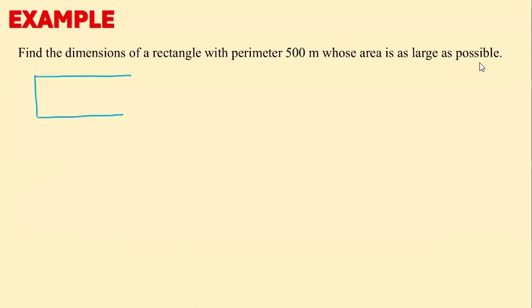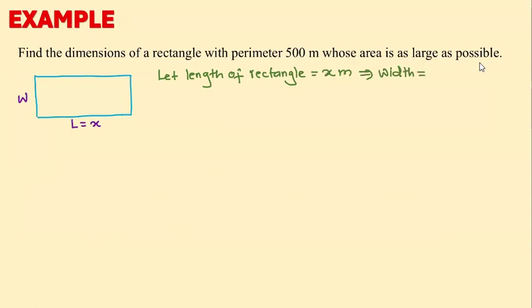We can draw a rectangle like this. And then assume that the length is equal to x, and let's say the width is w. We'll find that. Okay, so let's begin with the length. Let the length of a rectangle equal x meters, which implies the width is equal to... so the total is 500.